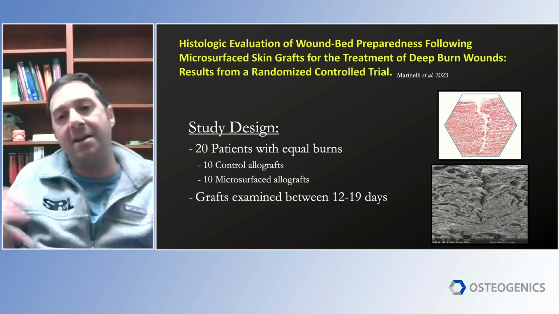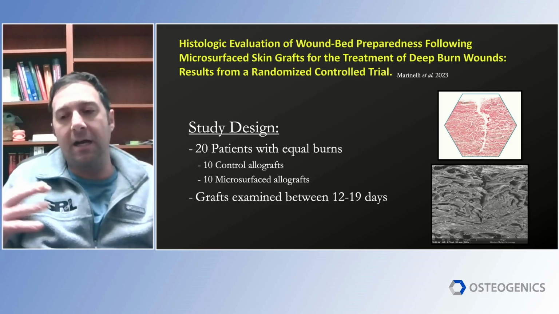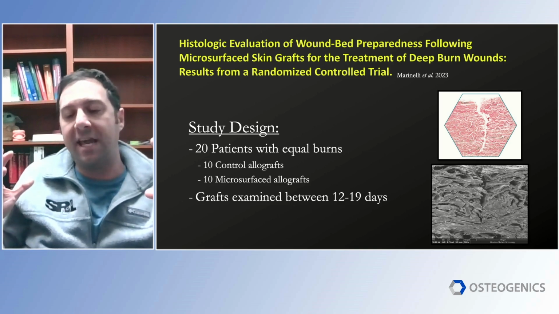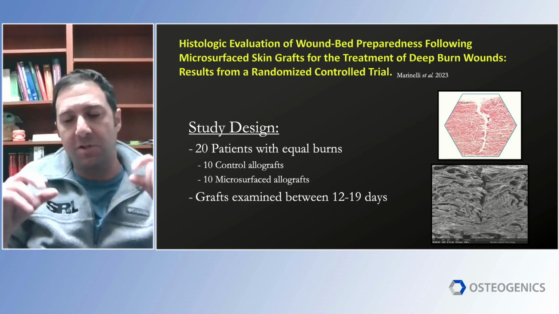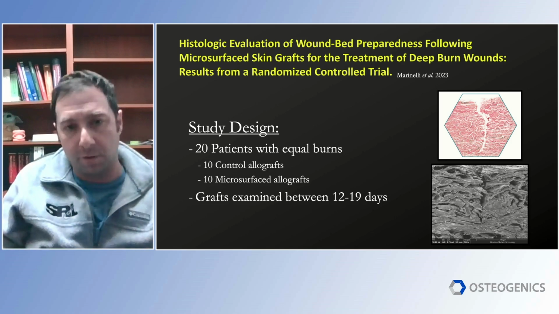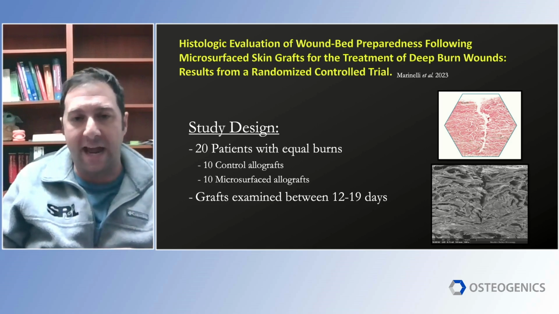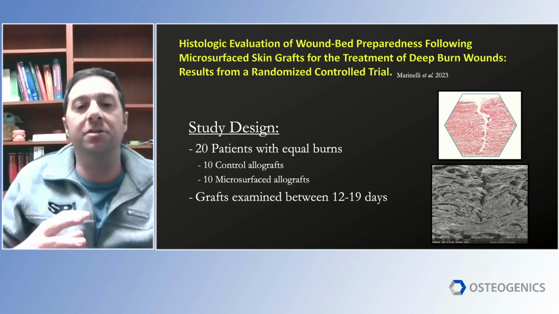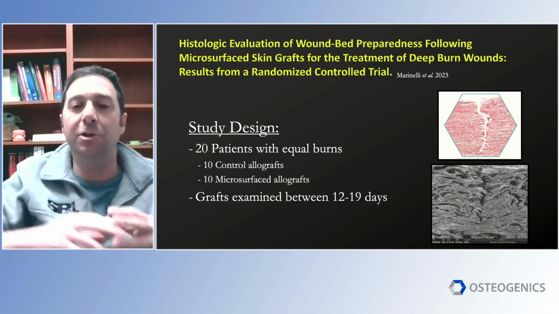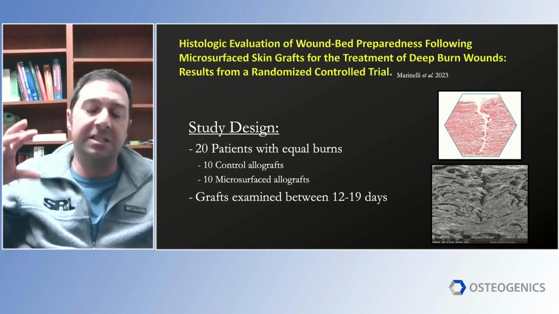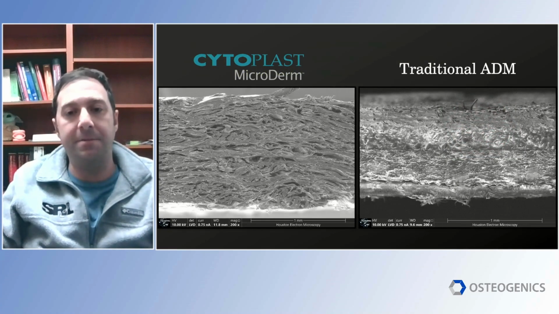So if we go to the medical literature, recently, last year, the study by Marinelli, they looked at burn victims. They looked at 20 patients with equal burns. 10 of those patients got traditional smooth surface allografts, and 10 patients got microsurfaced allografts, just like microderm. And they looked at these grafts histologically between 12 and 19 days with some biopsies.